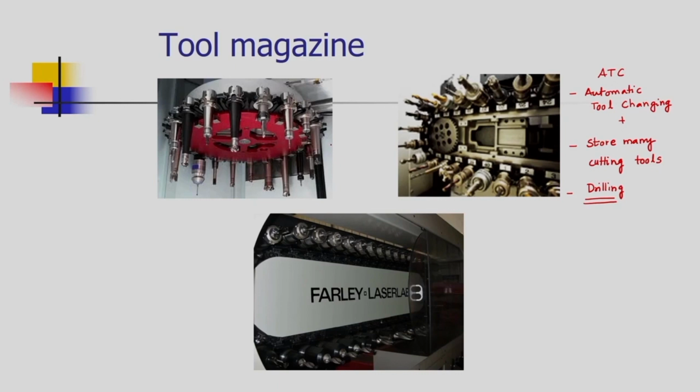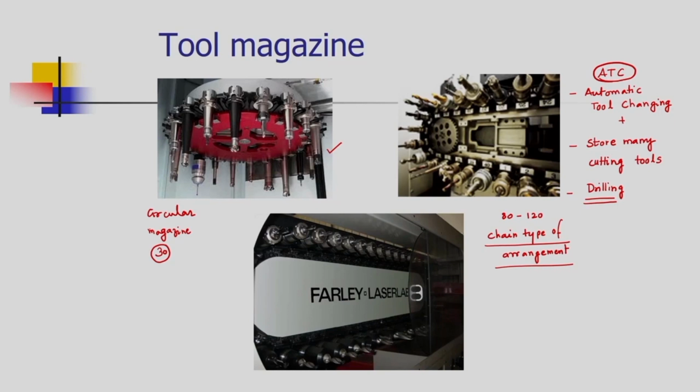Some of the storage devices are seen on your screen. This storage device is an umbrella type storage device. This is a circular magazine, and these circular magazines can hold up to 30 tools. But if you want to store say from 80 to 120 tools, then we use a chain type of arrangement.